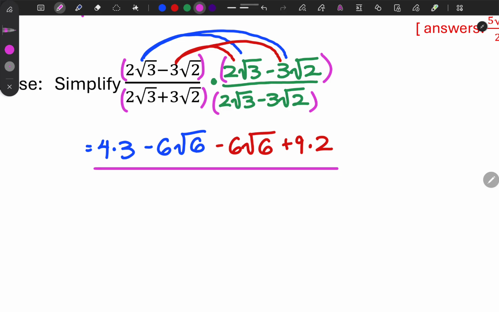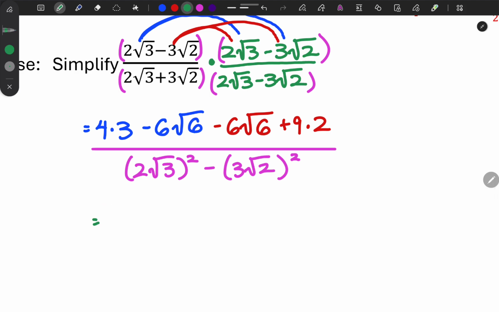In our denominator, we have the difference of squares. So our a term is 2 root 3. I'll put it in brackets. 2 root 3 squared minus our b term, also in brackets, 3 root 2 squared. This is a lot of little pieces, so let's kind of try and take them step by step.